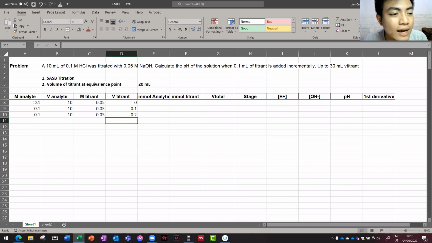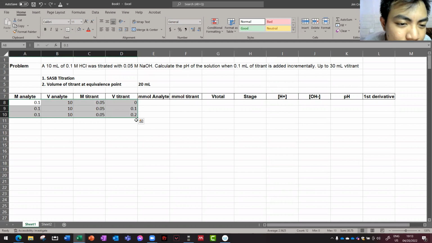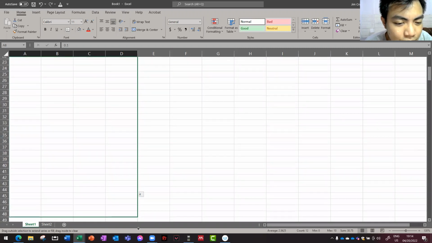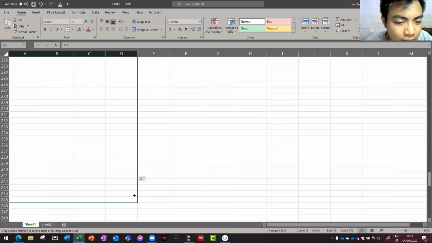What I want you to do is to highlight these cells. Okay, and then, di ba you see this tiny green box here at the bottom right corner of the selection. And when you hover your cursor, it turns into a thin cross, right? So I want you to drag that until you see the number on the bottom right indicator tells you that the volume is 30. So drag mo lang siya. Just continue dragging it until you see 30 ml.